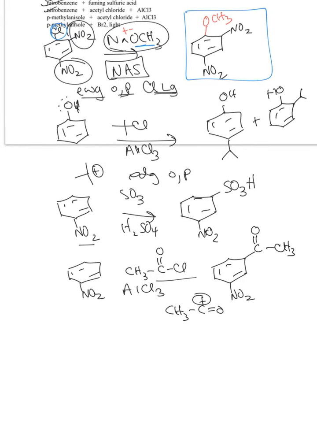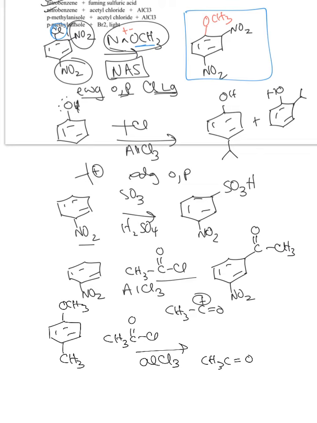The next one is para-methylanisole. So if you remember, anisole is OCH3, and we have para-methyl. So para-methylanisole plus acetyl chloride and aluminum trichloride. Once again, this is a Friedel-Crafts acylation. So there's our acylium ion. That's our electrophile, and we look at our ring and we see that these are electron donating groups. We got two electron donating groups. This one's going to be ortho, and this one's going to be ortho, and the other one's going to be para. So then you got to look at which one is more activating.